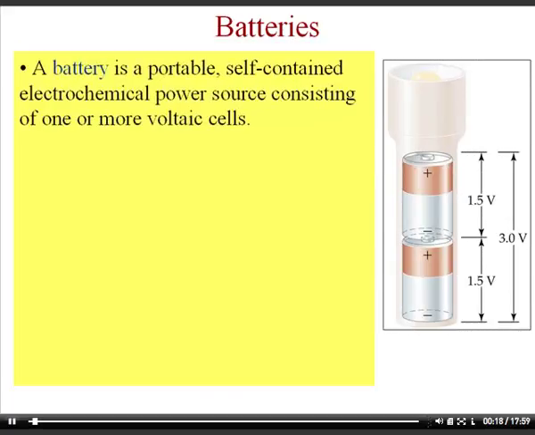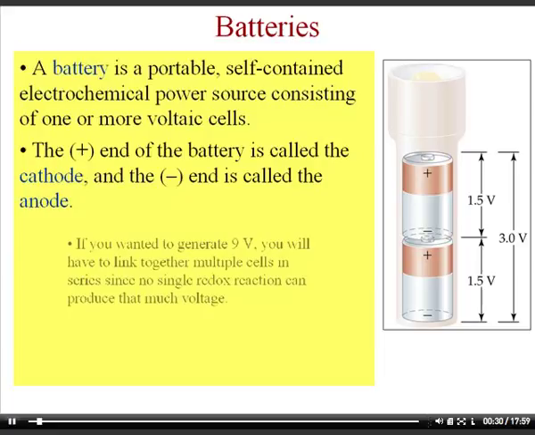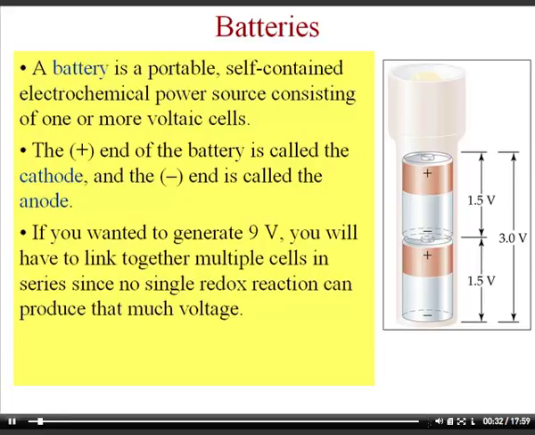A battery is simply a portable, self-contained electrochemical power source, and it contains one or more voltaic cells. Now there's a positive end of the battery, and there's a negative end of the battery. The positive part's called the cathode, the negative part's called the anode. Now if you want to generate 9 volts, you're going to have to link multiple cells together, since no single redox reaction will give you an E0 equal to 9 volts. I think the most is around 6 or so volts. So you have to link them together.